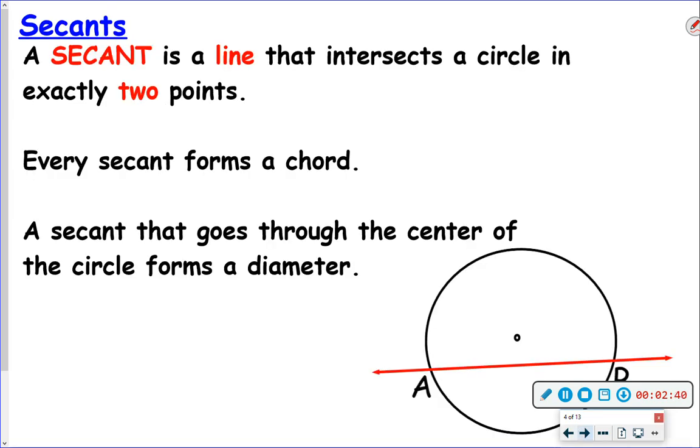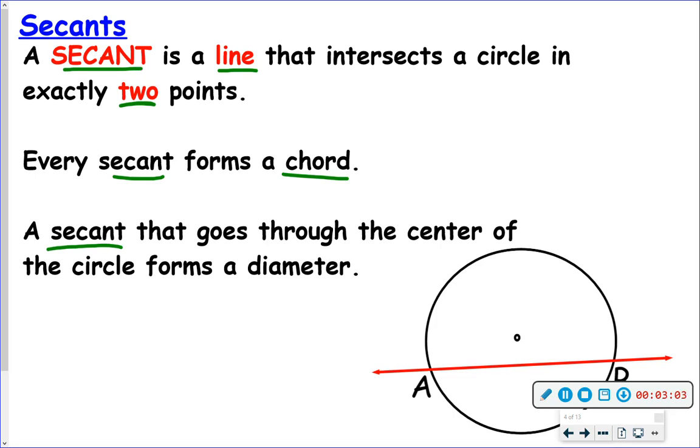Okay, secant. A secant is a line. So chord is a segment, secant is a line that intersects the circle in exactly 2 points. Every secant forms a chord. A secant that goes through the center of the circle forms a diameter.